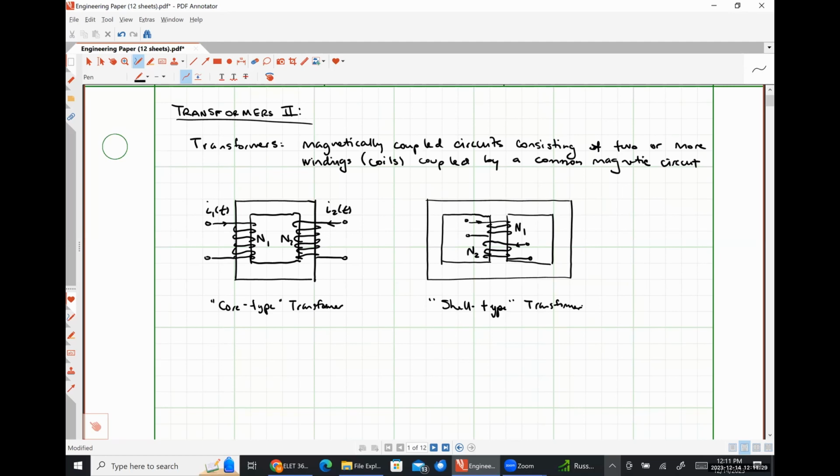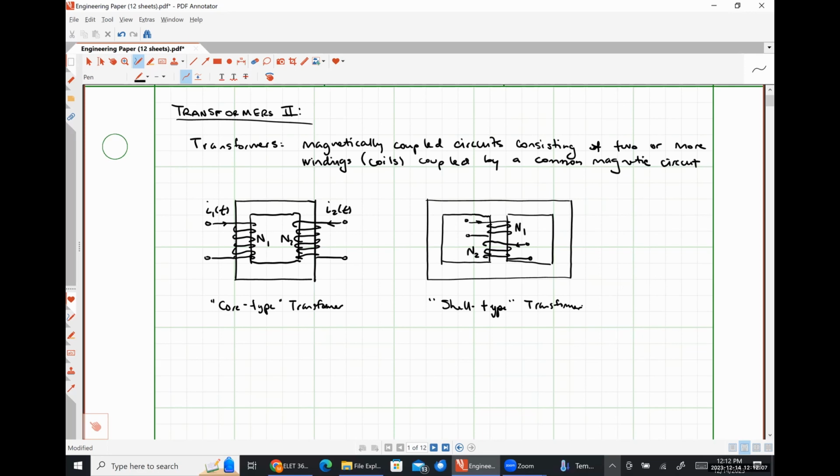Can anybody think of a reason why we might prefer a shell type transformer over a core type transformer? Possibly. So that could be a thing. We have the reluctance of the center branch and then those two branches in parallel, and because they're in parallel, they're going to look small. So that's fair. But usually it's done because of the mechanical strength of a shell type structure versus a core type structure. It's more rigid and so it's less likely to be damaged if something happens.